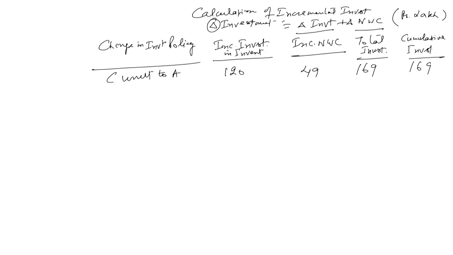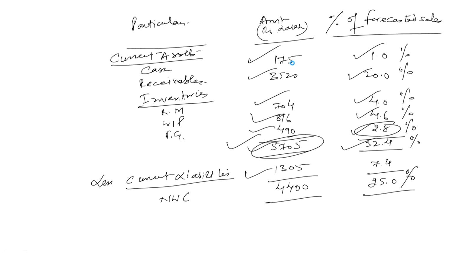Now, you must be wondering how this 49 has been found out, right. So, when we have to find out the 49, if you go back to the previous details, if you look at these things given to us here, just simply you take out this level of finished goods inventory, which is 2.8% as a percentage.